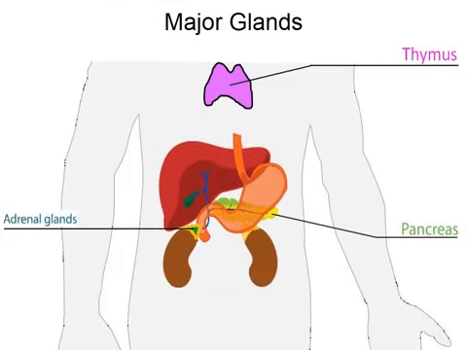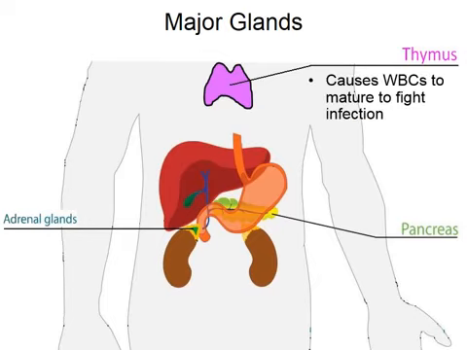As we work our way down, we come to the chest area, and there's a gland called the thymus. The function of the thymus is to release hormones to help white blood cells mature to fight infection, specifically a type of white blood cells called T cells. T cells are very important in fighting off bacteria, viruses and pathogens. The thymus will release a hormone called thymosin, and thymosin helps these T cells to mature in order to fight infection.